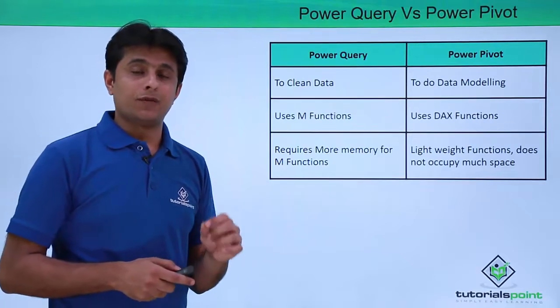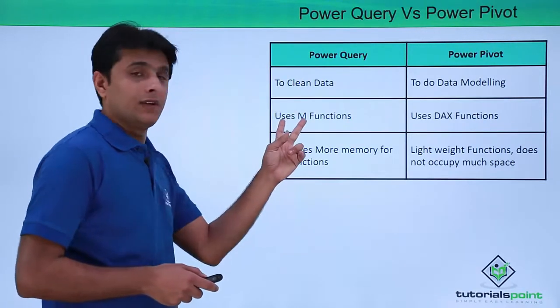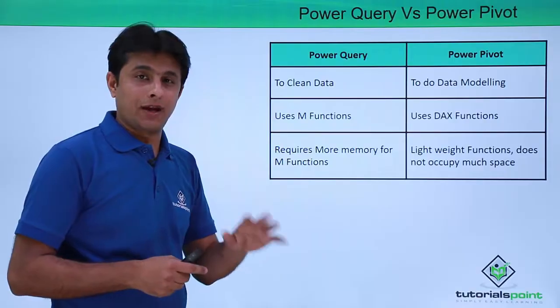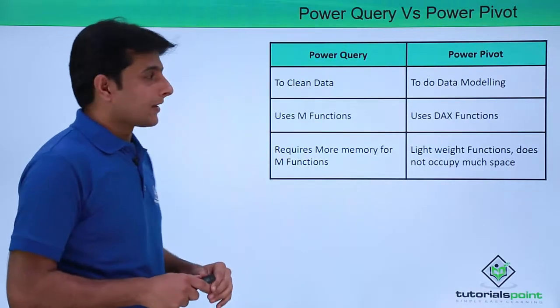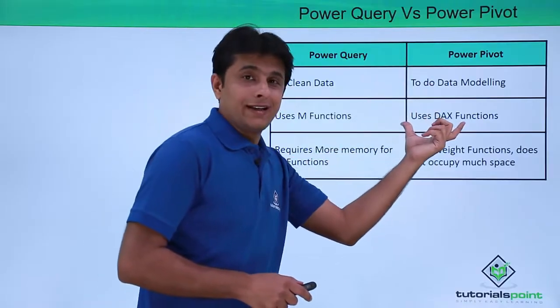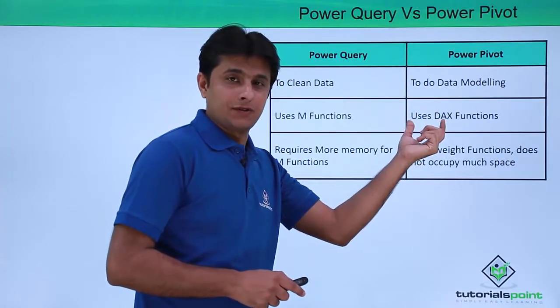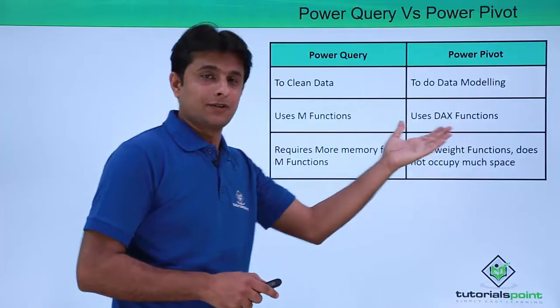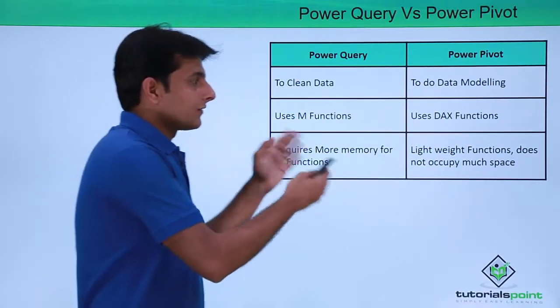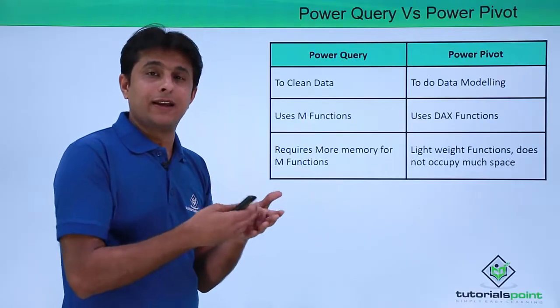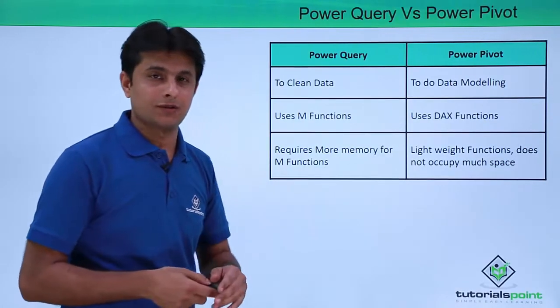Which language or which functions are used in Power Query? We use M functions. M stands for mashup. Mashup means cleanup. Cleanup is a tool named Power Query. Here in Power Pivot, we use Data Analysis Expressions, that is DAX functions. There are approximately 300 DAX functions. Here we have approximately 800 M functions. Most of the functions, if you see, there are common functions like date, text, number. These are some common functions also there.